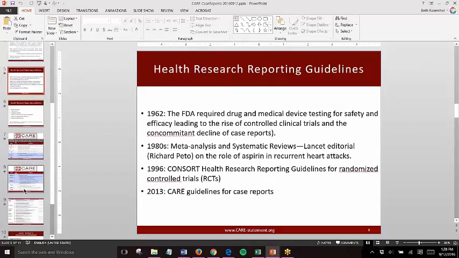This is the history we were talking about. In 1962, the introduction of the randomized controlled trial for pre-approval drug testing. And in 1980, they had all this data around. And so Richard Peto from the UK began developing a technique called systematic reviews and meta-analysis. And so in 1996, the CONSORT guidelines were developed for randomized controlled trials. In 2006, which I don't have on here, the EQUATOR Network was formed as a library at home for health research reporting guidelines. And in 2013, we published the CARE guideline for case reports. So the next slide.